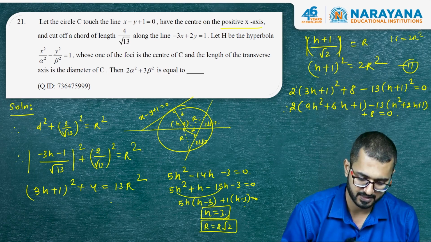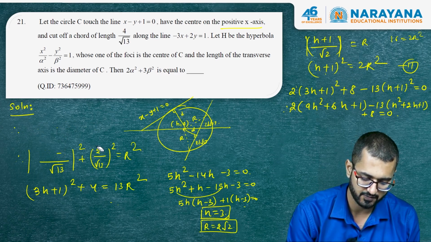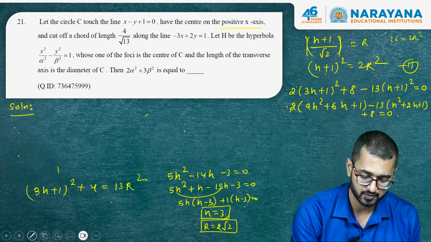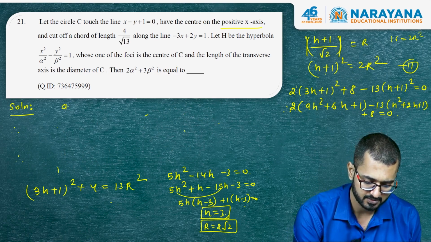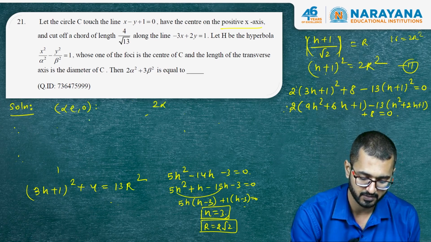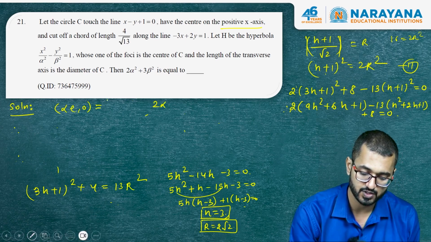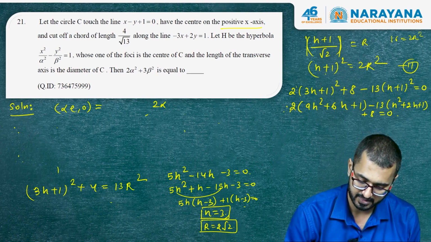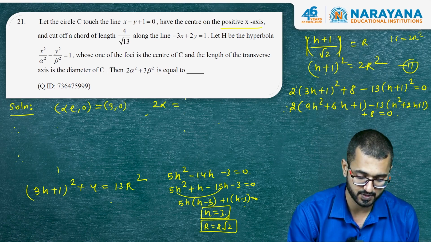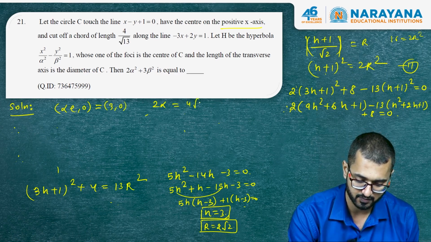Now coming to the next part. So the next part will now start from here. The next part is basically saying there is a hyperbola, one of whose foci is, so the foci of the hyperbola is what basically? It's (αe, 0), right? It's on the x-axis only. So (αe, 0) is the focus of the hyperbola, and the length of the transverse axis is going to be 2α. So the focus of the hyperbola is going to be the center of C. What is the center? H we have found 3. So it's going to be (3, 0), and the length of the transverse axis is going to be the diameter. So the diameter is 2r, meaning 4√2.